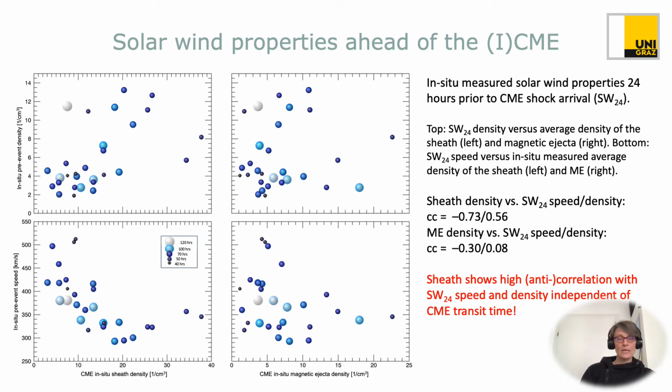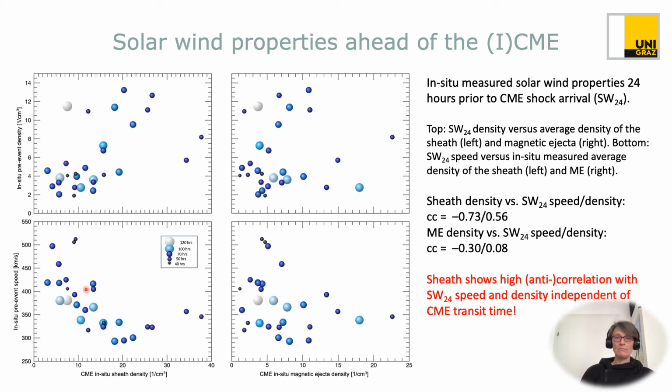In the next step, we now compare the pre-event parameters, so the solar wind parameters ahead of the CME, and these are now only measurements. So there are no model values in there. We just have a look, especially at the sheath region. Are there any relations between the solar wind characteristics ahead of the CME and the sheath density or the magnetic ejecta density? On the right-hand side we see the results for the magnetic ejecta, and on the left-hand side for the sheath.